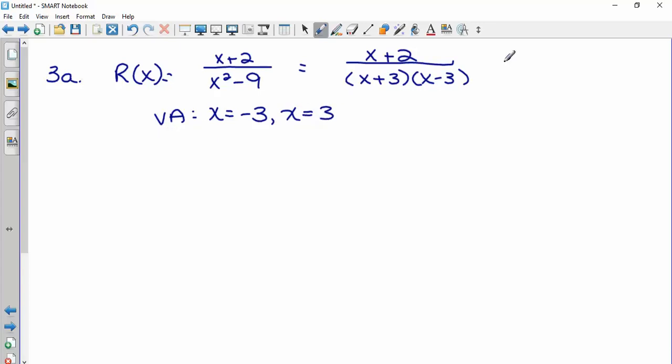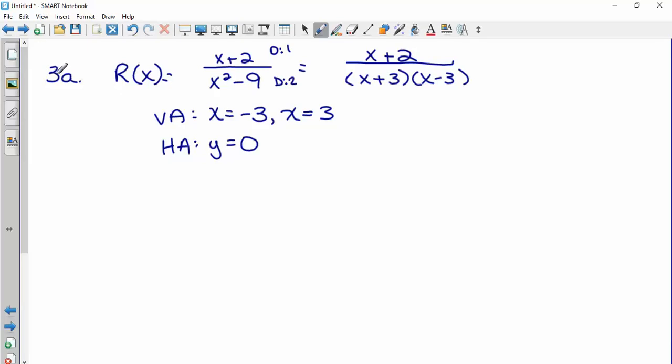Okay, the horizontal or oblique is based on the degree. Degree of the top is 1. Degree of the bottom was 2. If the degree on top is smaller, then what kind of asymptote do we have? Horizontal, y equals 0. And if you have a horizontal, can you have an oblique? No, it's one or the other.